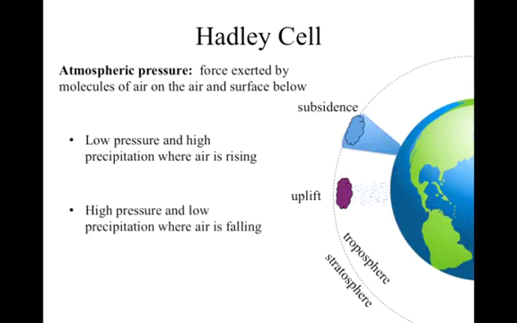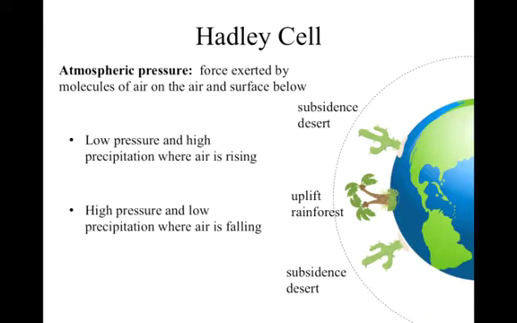Opposite scenario in the areas of subsidence. Here we have the air sinking, so it's sort of like bearing down on the air below it. It's higher pressure, and also because it's already gotten rid of all its water in the uplift zone, once it hits that subsidence and starts falling, it's very, very low precipitation. It's dry. So there's the Hadley cell, and the uplift occurs at the equator, and for complex reasons, the subsidence occurs at about 30 degrees north and also 30 degrees south.